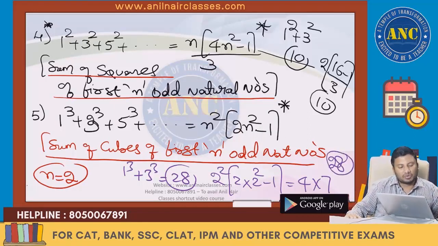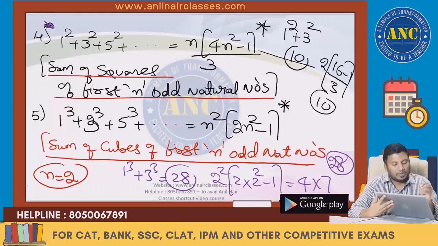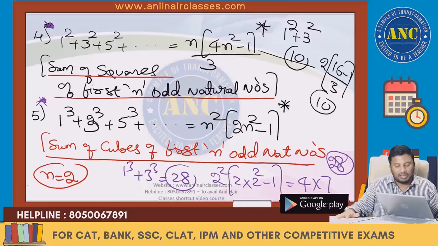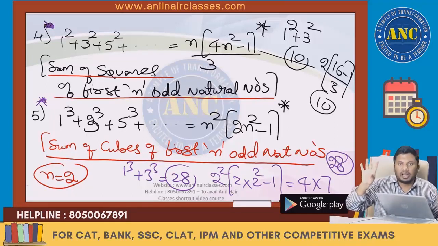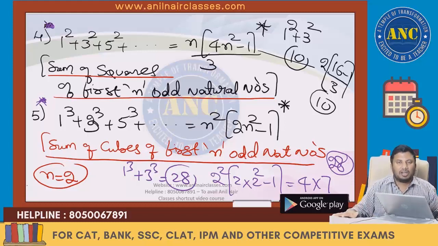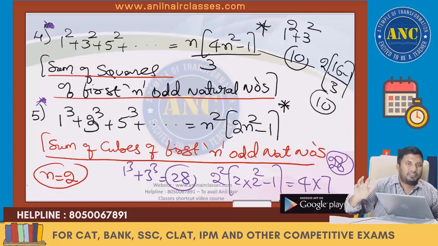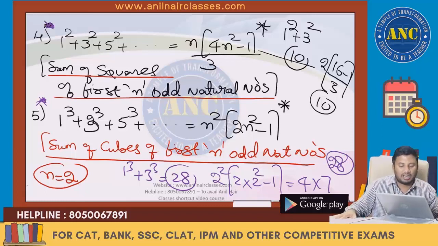Sum of the squares of the first n natural numbers, sum of the cubes of the first n natural numbers. Please make a note. There are 5 important key points which I discussed: sum of the first n natural numbers, sum of the squares of the first n natural numbers, sum of the cubes of the first n natural numbers, sum of the squares of the first n odd natural numbers, sum of the cubes of the first n odd natural numbers.